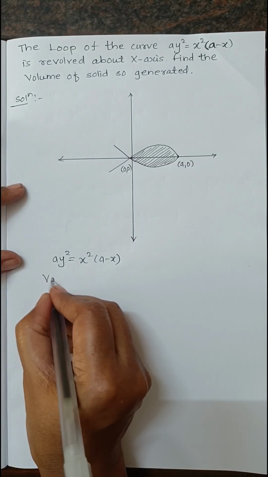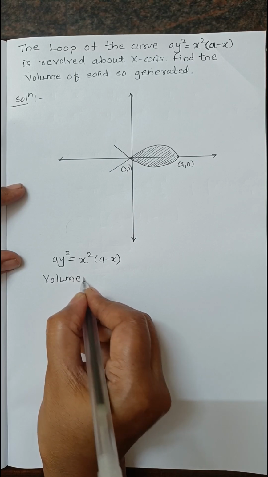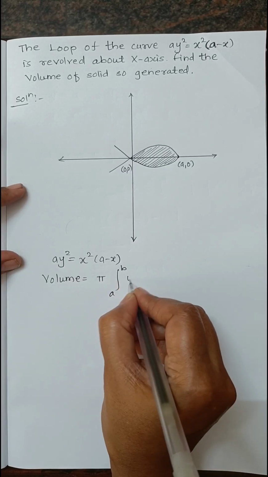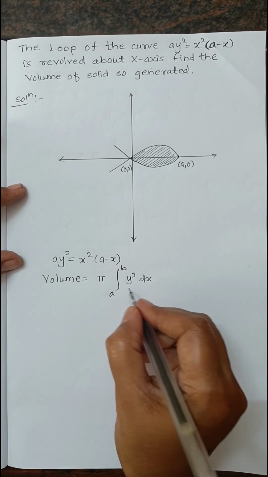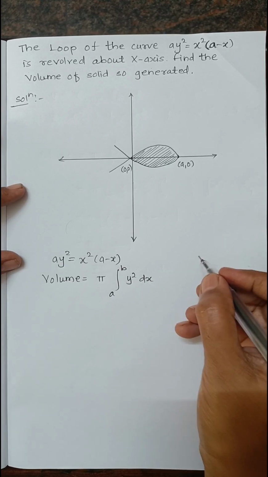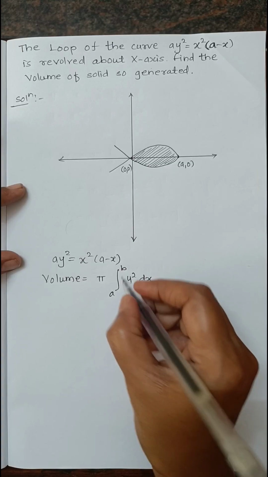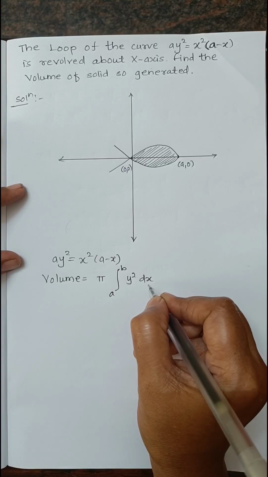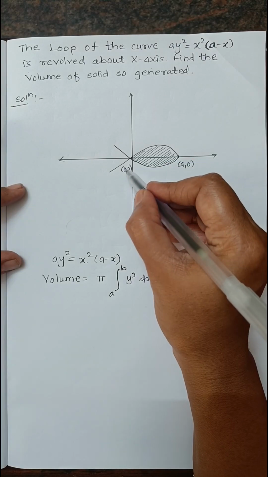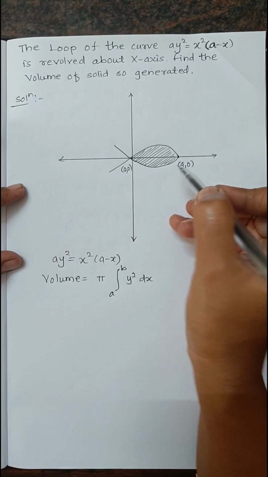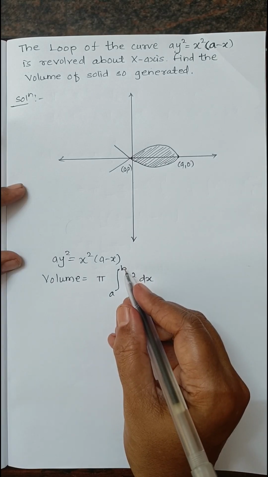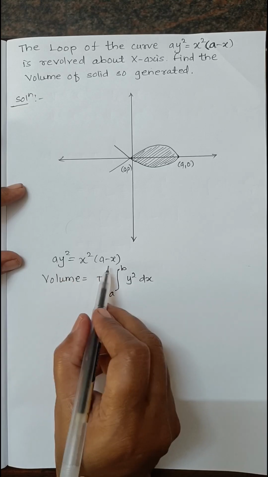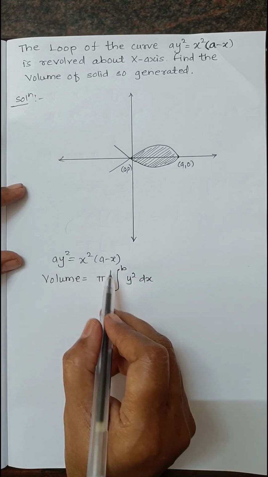Now the formula for the volume of the solid generated is pi integral from a to b of y square dx. Only one curve is there, therefore y square dx. Now we need to find the limits of x. Here x varies from x is equal to 0 to x is equal to a, therefore the limit is from 0 to a.